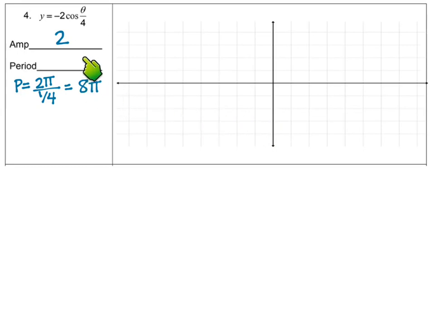The period, we take the 2 pi and we divide it by our frequency. Our frequency is what we are multiplying theta. We're multiplying it by 1/4, so I'm dividing by 1/4, which is to multiply by 4, which gives me a period of 8 pi. So I put 8 pi over on the right and negative 8 pi on the left. I'm going to divide those into fourths. I'm going to put my amplitude there. And now I'm ready to graph my cosine function.